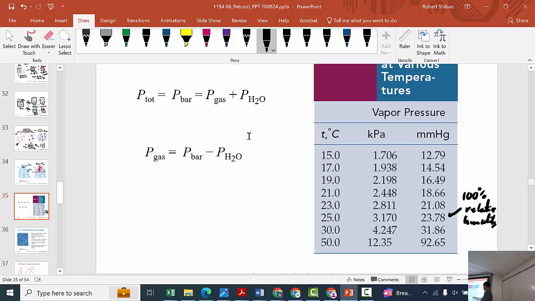The humidity, 100%, is called relative humidity because it changes. It's relative to temperature. So at low temperatures, you can't get as much water vapor in, so it's saturated at 12.79 at 15 degrees C. At higher temperatures, you can get more water vapor into the air. And so at 50 degrees C, it's saturated at 92.65. So it doesn't matter the size of the container, the pressure is always going to be the same. But when we look at the volume, it will be different. The volume is going to change depending on the size of the container. And so we have to be careful about that.